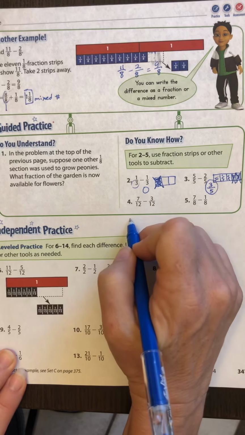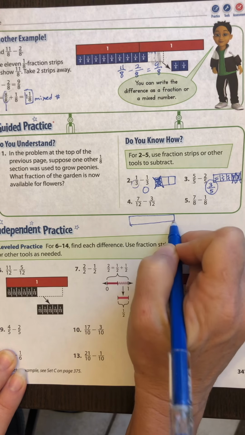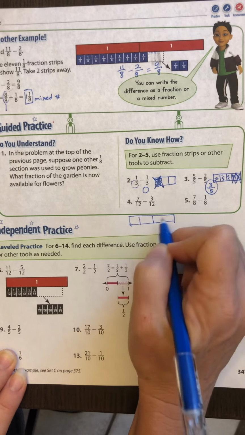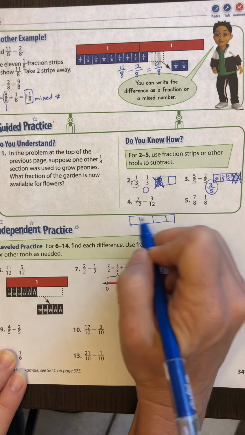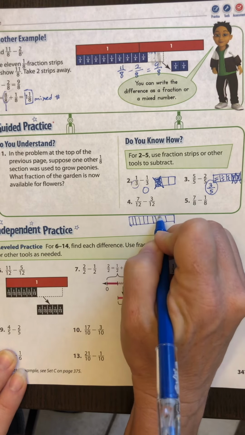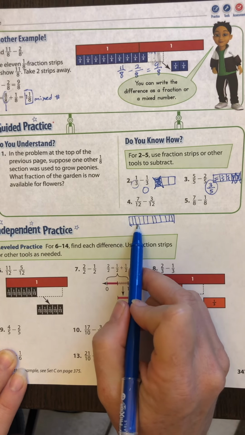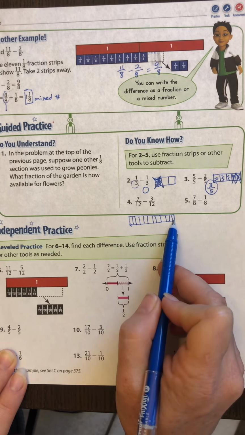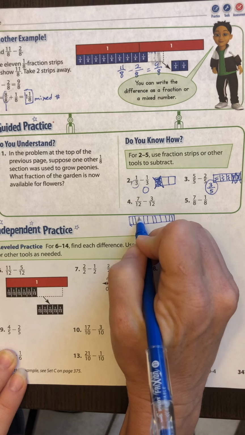Number 4, 7/12, take away 3/12. 12's an even number, so I like to do my drawings in even. So right now I have 4, so that means each one of these is going to be thirds, because 4 times 3 is 12. That's how I know. So let's count. 1, 2, 3, 4, 5, 6, 7, 8, 9, 10, 11, 12. We have to pretend they're equal parts. Some look a little bigger than others, but let's pretend they're equal.